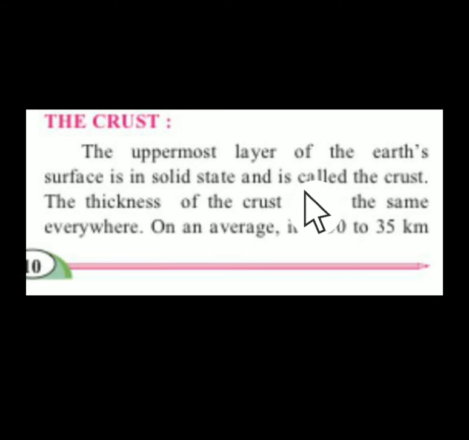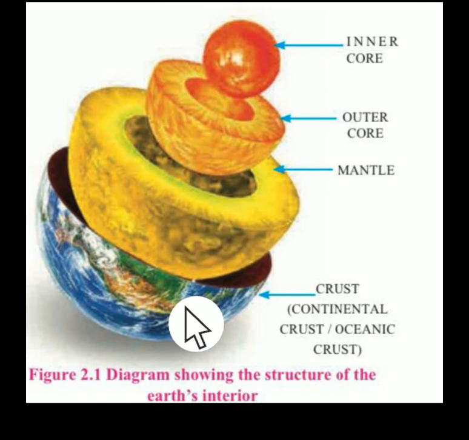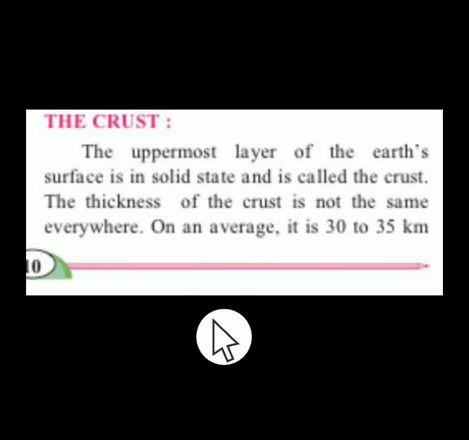The uppermost layer of the Earth's surface is in solid state and it is called the crust. So my dear students, the uppermost layer is the crust, and the crust is completely in solid state. This outermost area of the Earth is in solid state, and this outermost layer is called the crust. The thickness of the crust is not the same everywhere. That means how thick it is is not the same everywhere, it is changing. I will tell you why and how it is changing as I move ahead.